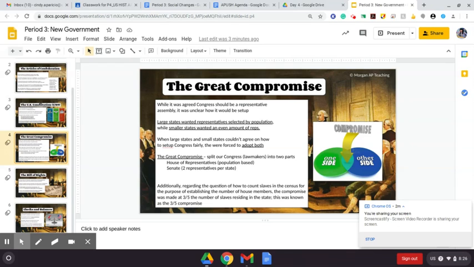Additionally, regarding the question of how to count slaves in the census for the purpose of establishing the number of House members, the compromise was made at three-fifths the number of slaves residing in the state. This was known as the Three-Fifths Compromise.